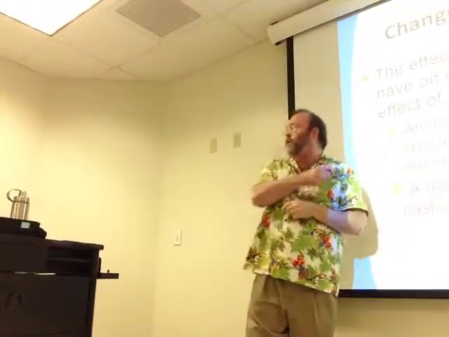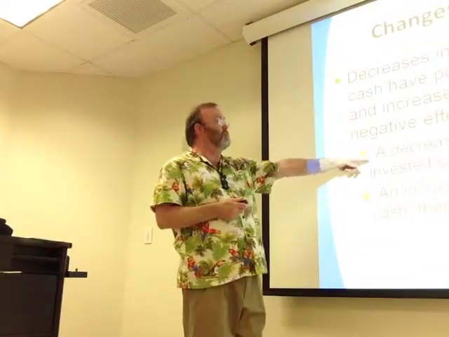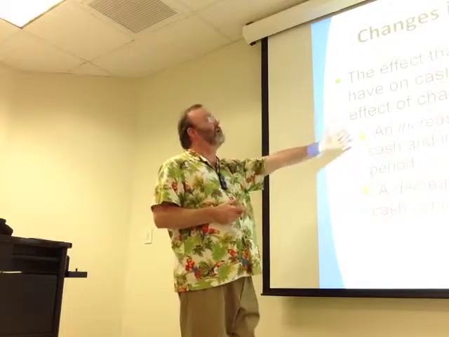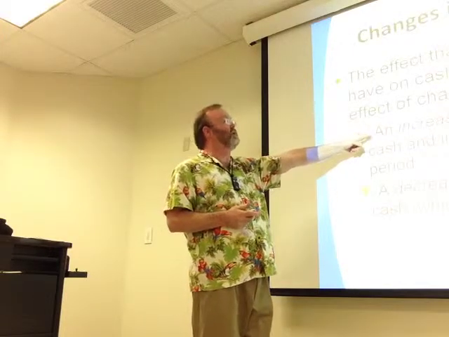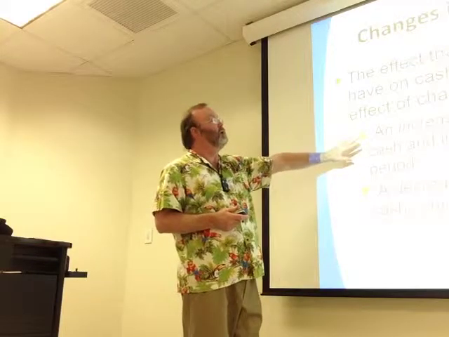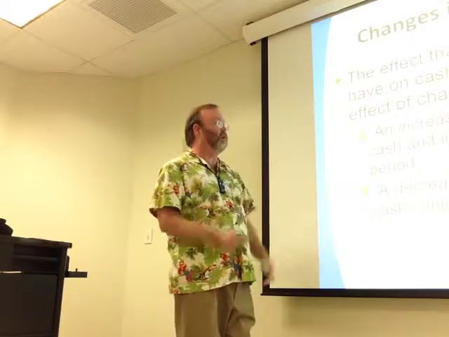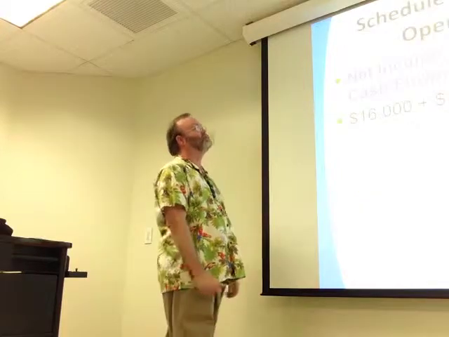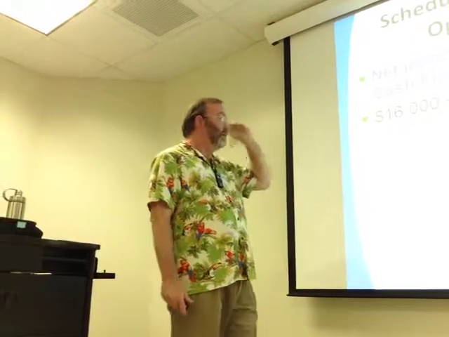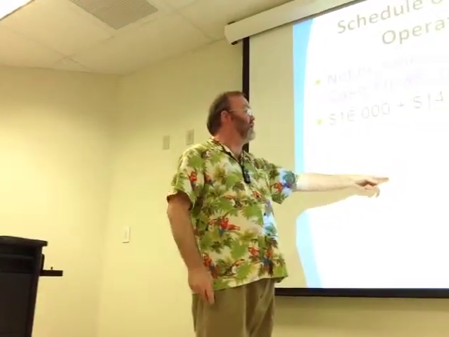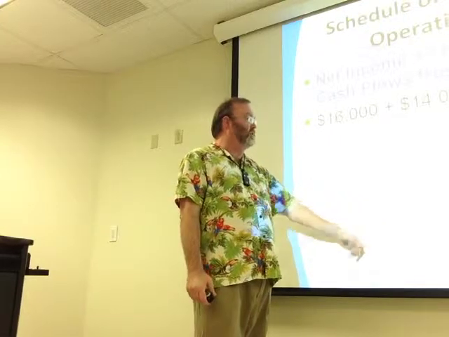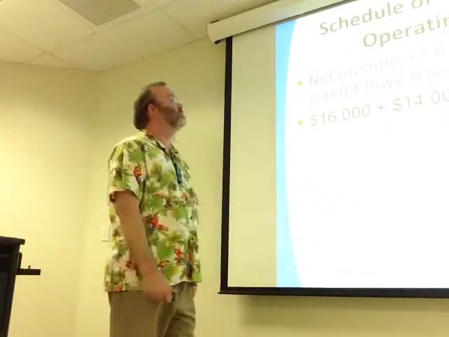So this is just the changes. Inverse relationship: a decrease in a current asset frees up cash. Current liabilities: an increase in current liabilities frees up cash. Direct relationship with current liabilities, an indirect relationship with current assets. So any depreciation expense is an add, any amortization or depletion, add back any losses and subtract any gains.